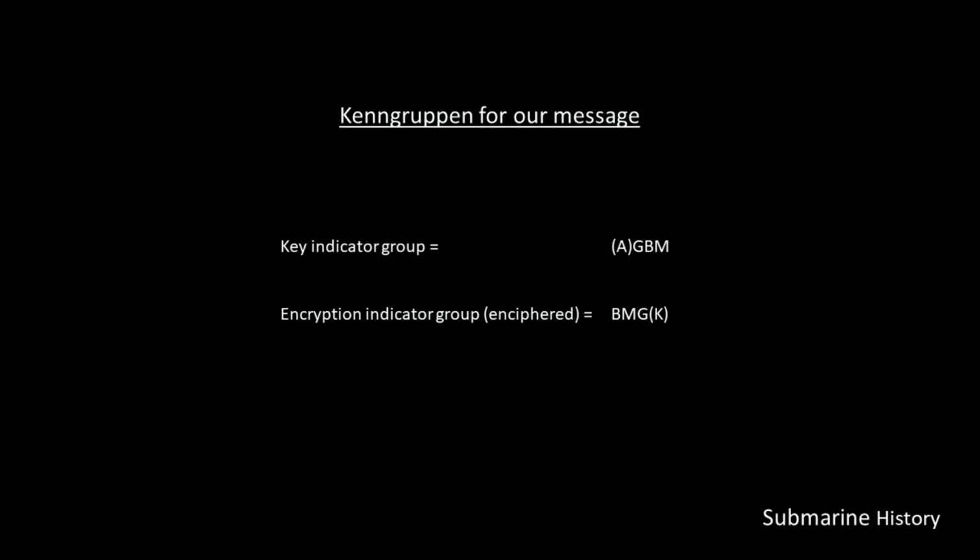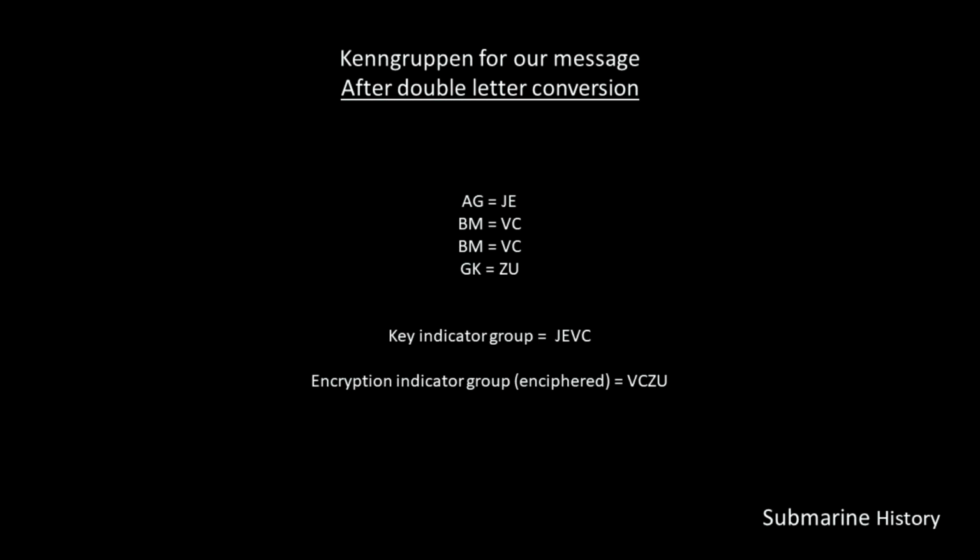So now we're going to do our double letter substitution, and we're going to do that like this. We're going to organize our Ken Groupen vertically into 2-letter pairs. AGBM BMGK.